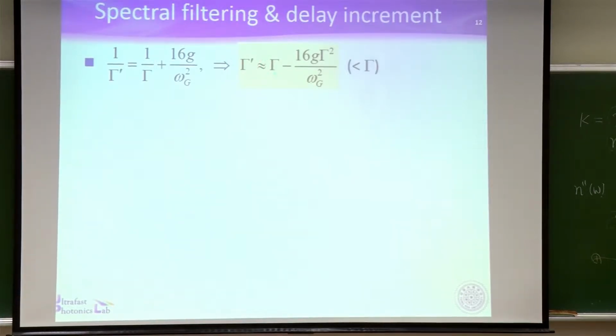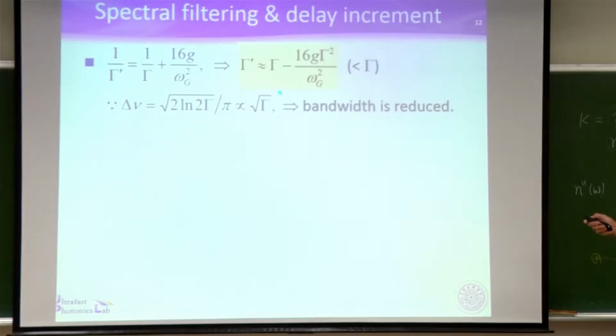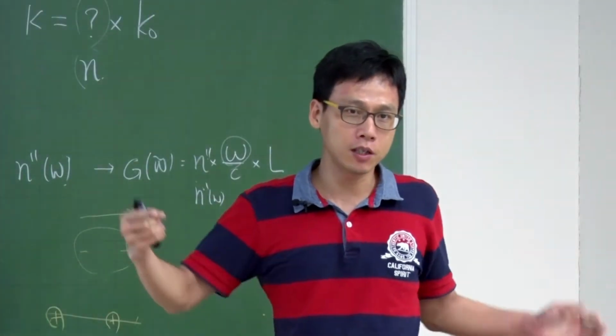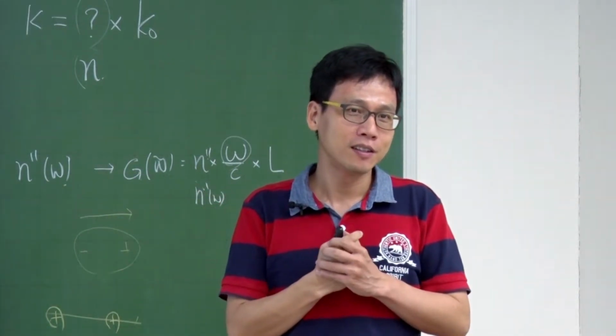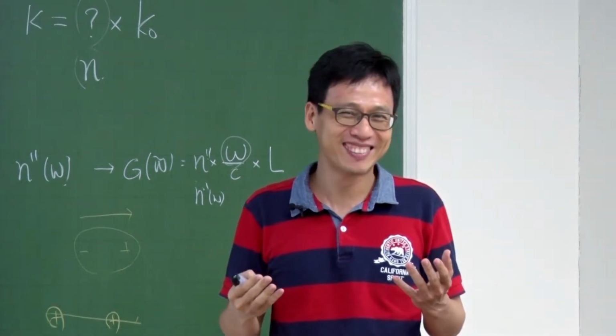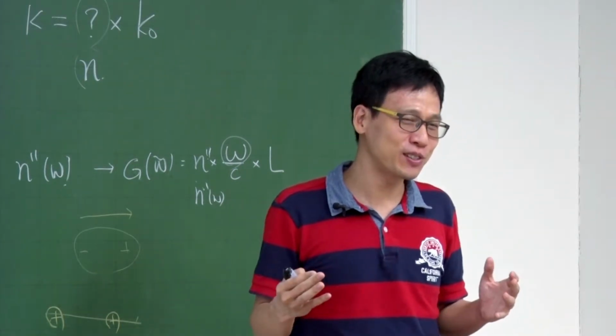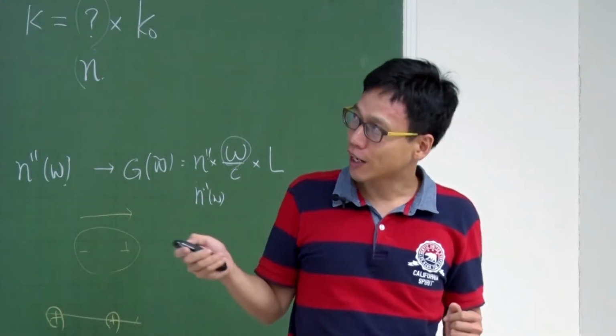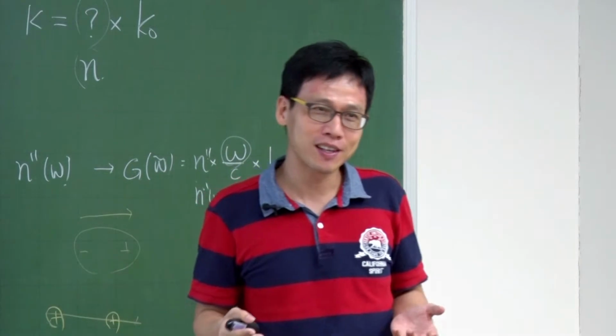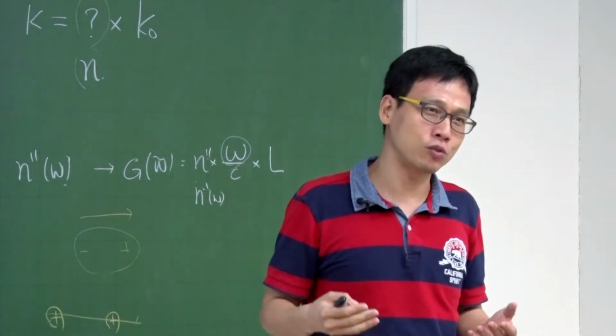The new parameter gamma prime is roughly equal to the old parameter gamma minus a positive number, 16g gamma squared over omega g squared. So it means gamma prime is always smaller than gamma. But previously, we have known the bandwidth is proportional to the square root of gamma. So if your gamma becomes smaller, that means your bandwidth is reduced. So after the gain medium, your spectrum becomes narrower. Is it good or bad for pulse formation, in your opinion? If your spectrum becomes narrower, is it good or bad? Bad, because you need a broad bandwidth to have a short pulse. So actually, the gain medium is negative, although it provides extra power, right? But it sacrifices your pulse duration potential.